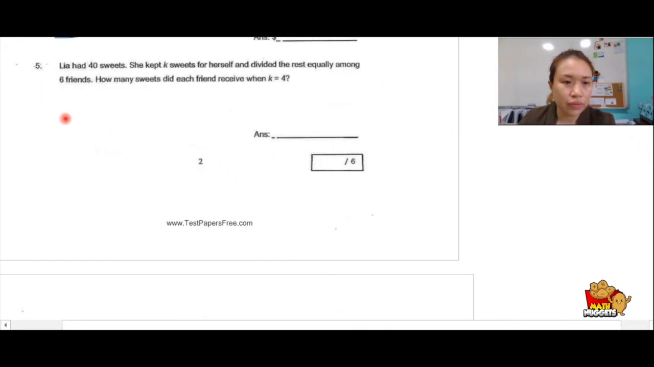Question 5. Lisa had 40 sweets. She kept K for herself. K, they asked us to substitute it with 4. So if she had 40, she kept 4 for herself. She gave 36 away. So 36 she divided among 6 friends. Each friend received 6.